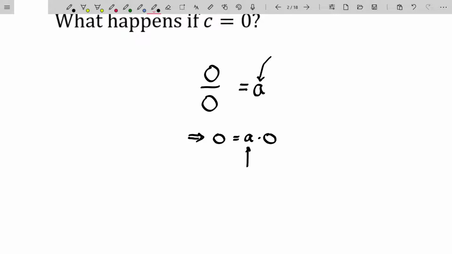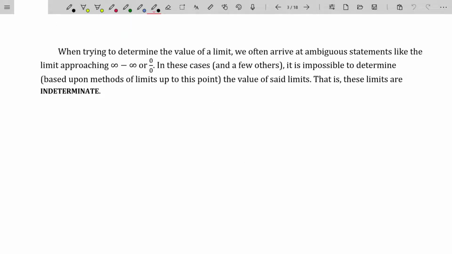And there are several indeterminate forms, and they all stem from that same style of question. How do you figure this out? And we would say, well, we don't know. There's a ton of different ways to say that. So when trying to determine the value of a limit, we often arrive at ambiguous statements like the limit approaching infinity minus infinity or 0 over 0.